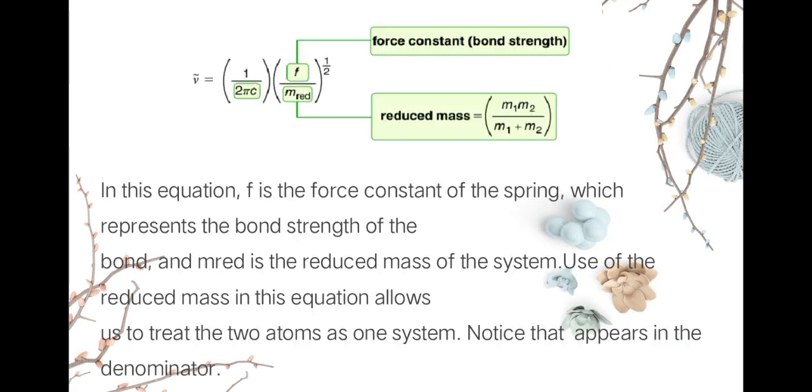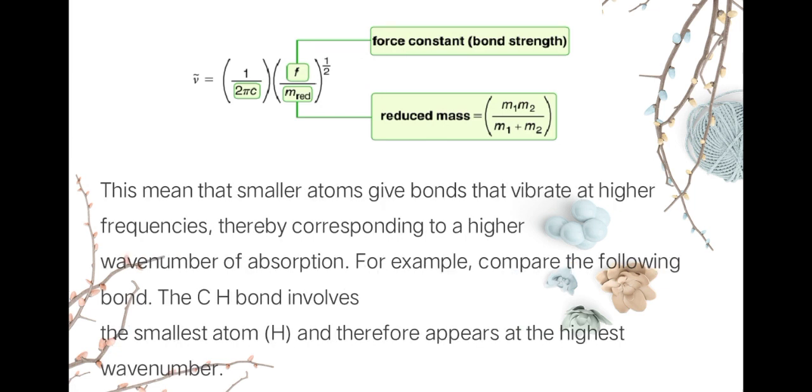In this equation, F is the force constant of the spring, which represents the bond strength of the bond, and mu is the reduced mass of the system. Use of reduced mass in this equation allows us to treat the two atoms as one system. Notice that mu appears in the denominator. This means that smaller atoms give bonds that vibrate at higher frequencies, corresponding to a higher wave number of absorption. For example, comparing the following bonds, the CH bond involves the smallest atom and therefore appears at the highest wave number.